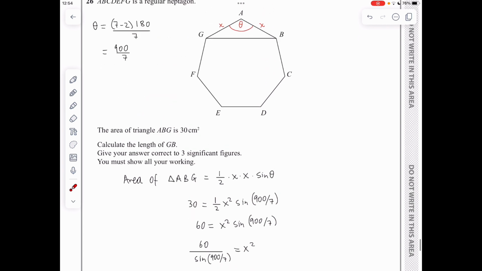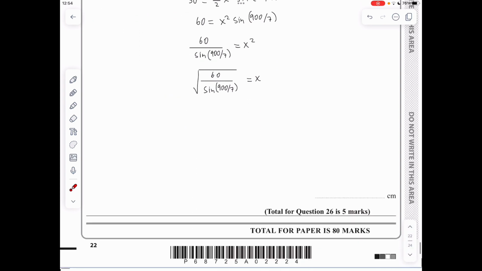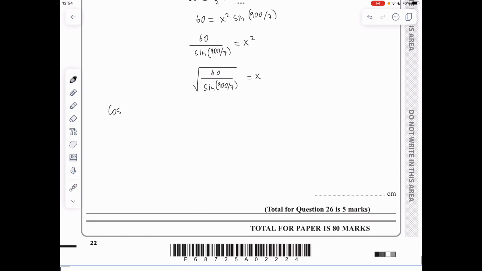I will be using the cosine rule to find the length of GB. So GB squared will be x squared plus x squared minus 2 times x times x times the cosine of theta. So let me write this down. We've got the cosine rule now. We know that GB squared will be x squared plus x squared minus 2 times x times x times the cosine of the angle, which is 900/7. So this is 2x squared minus 2x squared cos of 900/7.